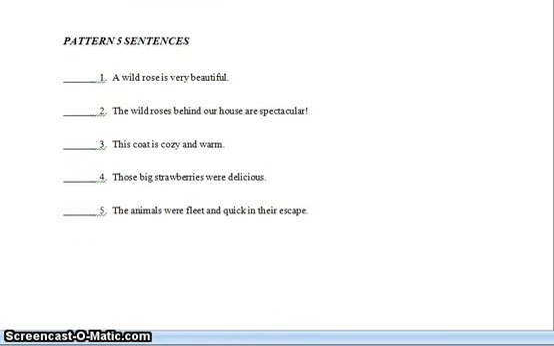So if you scroll down to the bottom half of your worksheet, we have what's called the pattern 5 sentences. And so let's go ahead and do sentence number 1. Sentence number 1 reads, a wild rose is very beautiful. So the subject question would be, what is very beautiful? And the answer, of course, is rose, subject noun.